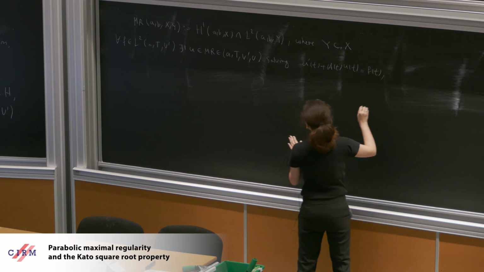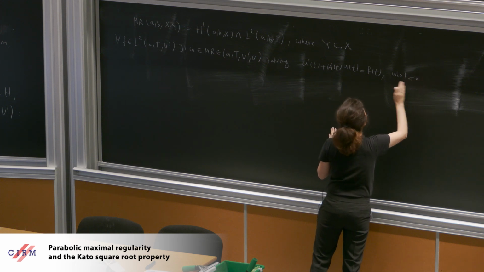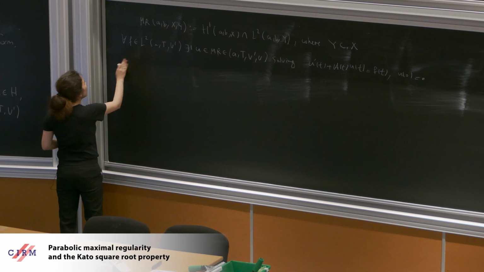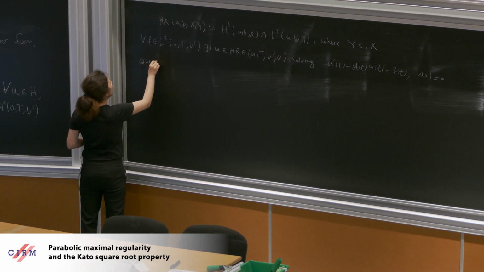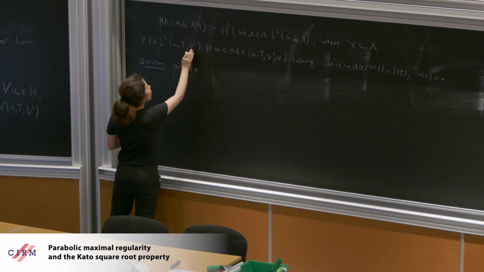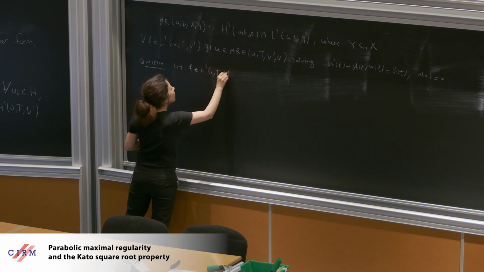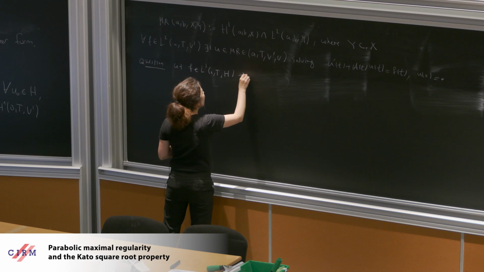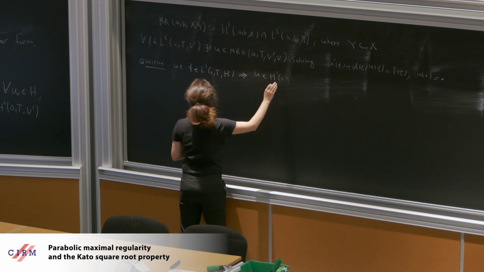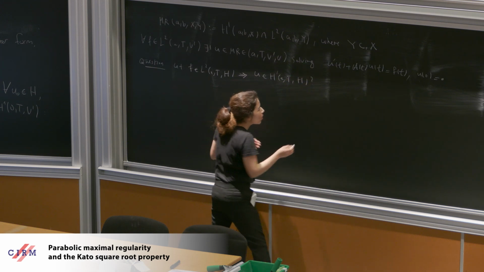And for the sake of simplicity, I will put the initial condition 0. But as was explained, it could be in H. But the question which might arise is that, let F not be in the bigger space, in V prime. If I put F in H, is it true that it implies that U is H1 in H? And the answer is no.